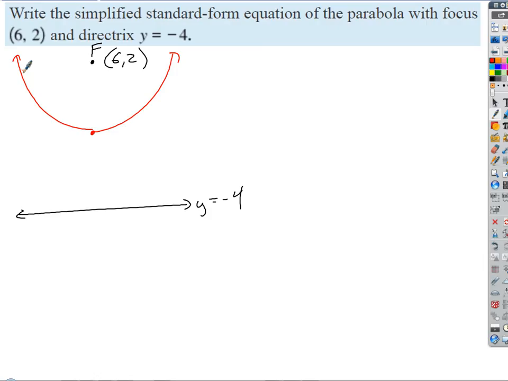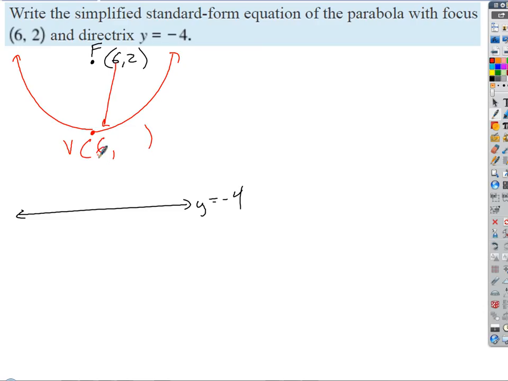We need to figure out what the coordinates of the vertex V are going to be. Somebody tell me one that we know and why. 6. We know 6. Good, because these points line up vertically, don't they?